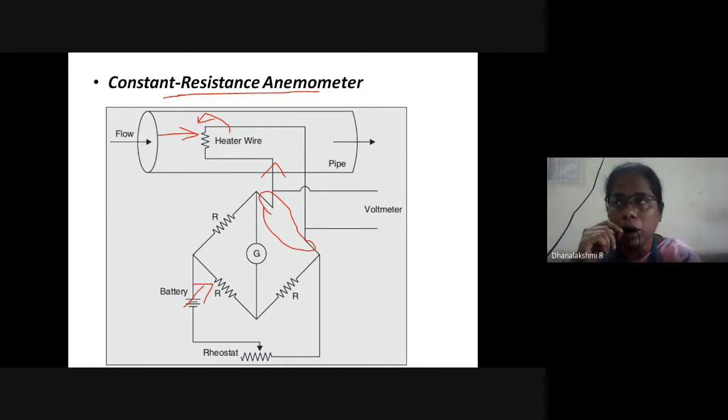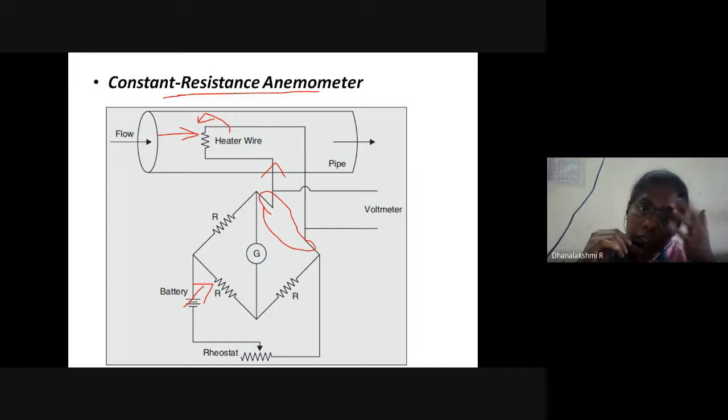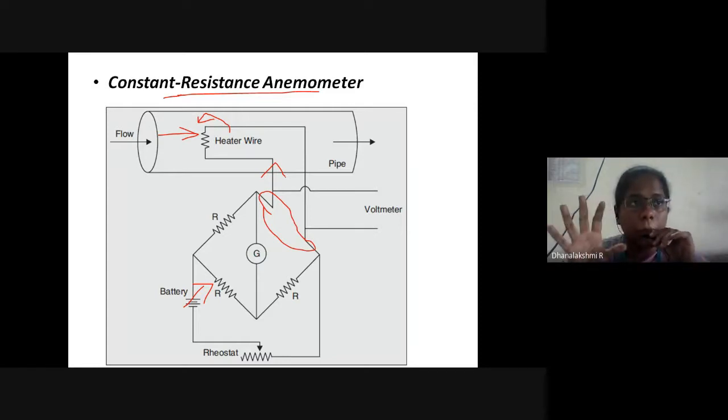In these flow meters, we discussed the turbine flow meter, then the electromagnetic flow meter, then the hot wire anemometer. In the hot wire anemometer, we discussed both types: the constant resistance anemometer, where the resistance is maintained constant and the current is varied, and the constant current anemometer, where the current is maintained constant and there is a change in resistance. So that is about the flow meters: turbine flow meter, electromagnetic flow meter, and hot wire anemometer.